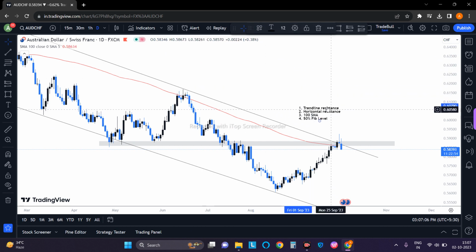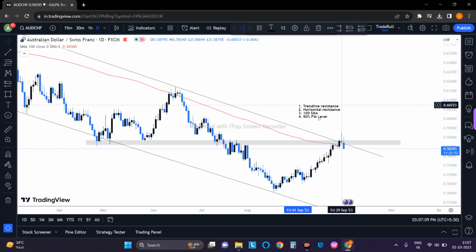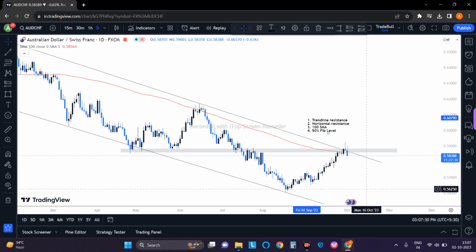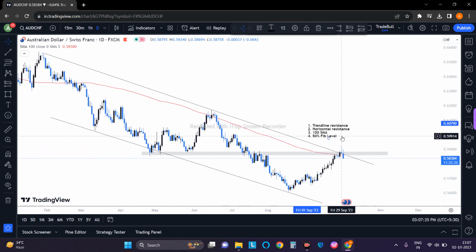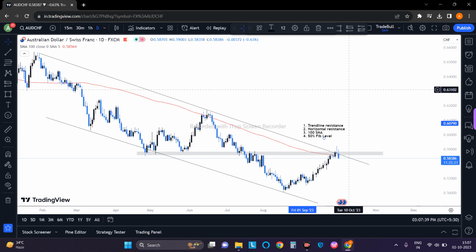So again, a quick recap: you have a trend line resistance, you have the horizontal resistance, you have the 100 simple moving average, and you also have the 50% Fibonacci level, which basically hits right the spot, coincides with both of the moving average and the horizontal resistance as well as the trend line. So this is a great trade in my opinion. And if I was trading and I had such big reasons to enter the trade, right, I would be very confident when I enter.